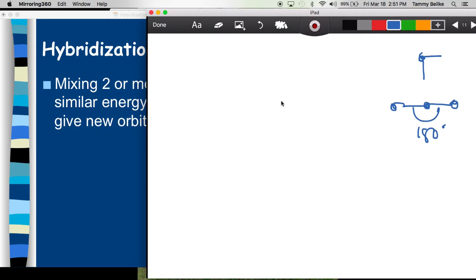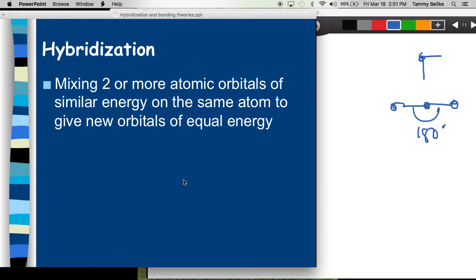Let's see, my little thing stopped connecting. Better? Come to life. Oh dear. Okay, I'll see if I can fix it while we're talking.